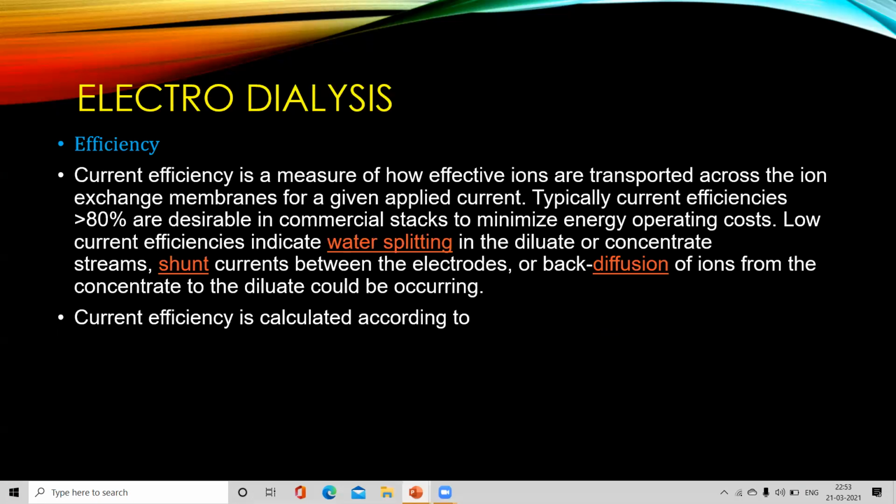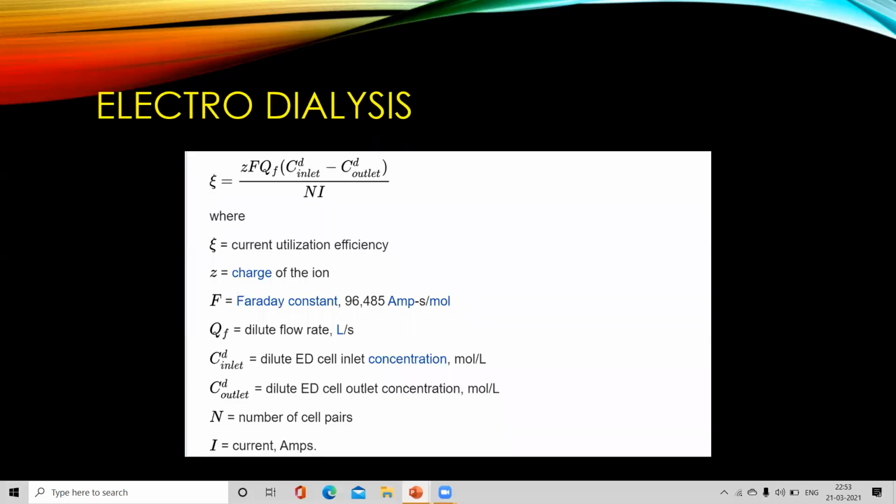Current efficiency is calculated according to the formula: efficiency equals Z F Q_F (C_D inlet minus C_D outlet) divided by N times I. Here Z is the charge of the ion, F is Faraday's constant, that is 96,485 amperes per mole, or approximately 96,500. Q_F is the dilute flow rate, C_D inlet is the dilute electrodialysis cell inlet concentration, C_D outlet is the dilute electrodialysis cell outlet concentration, N equals the number of cell pairs, and I is the current in amperes.